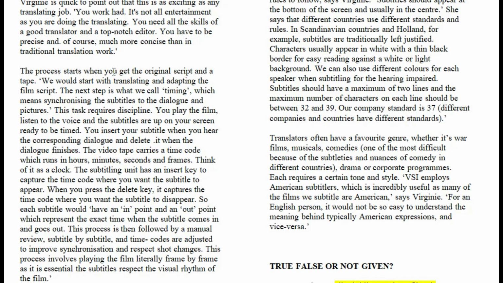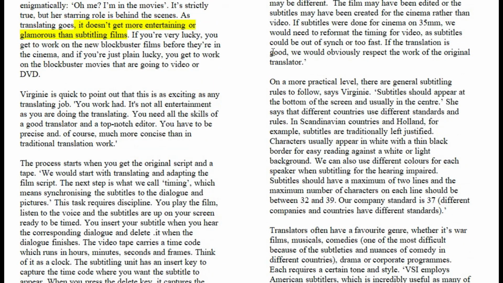The process starts with the original script, and you can see your answer for the sixth one is here, and for the seventh, if you're lucky, you'll work on movies that are going to video, and then we can see that exactly as a translating job. So you can see that it's not all internet when you're translating. You need the skills of a translator and a top-notch editor. You have to be precise, much more concise than in traditional translation work.